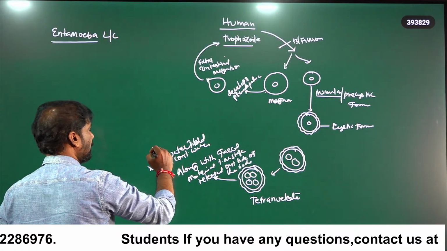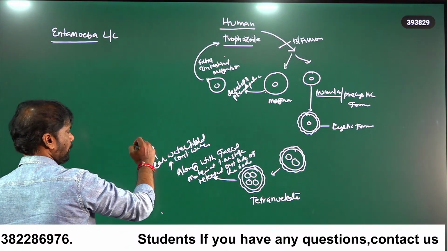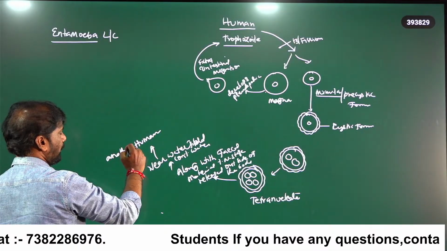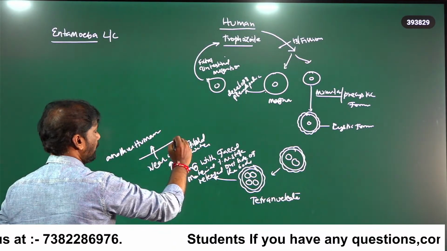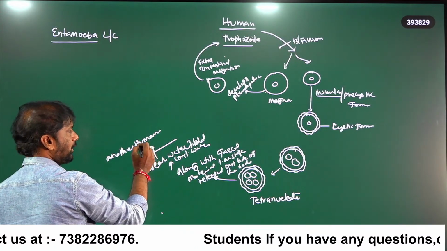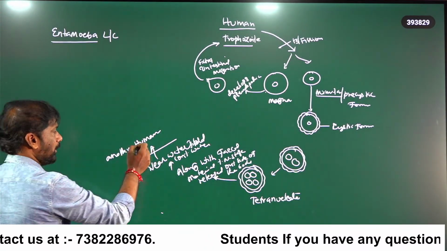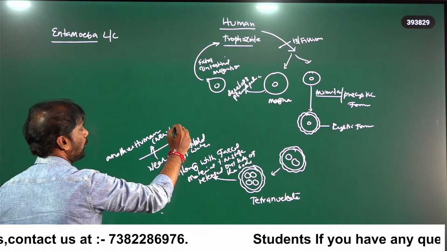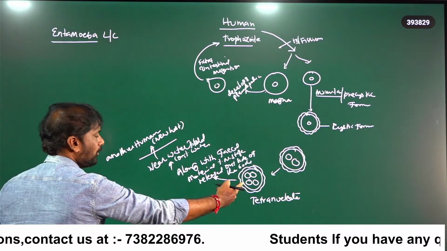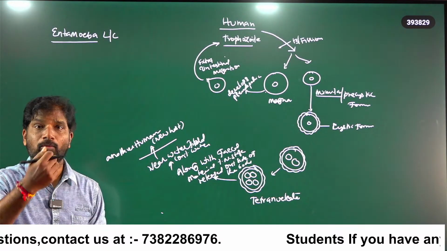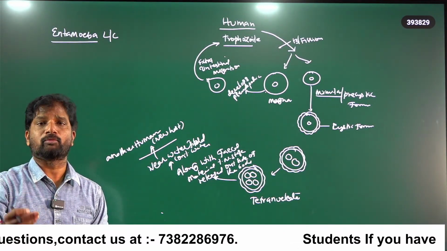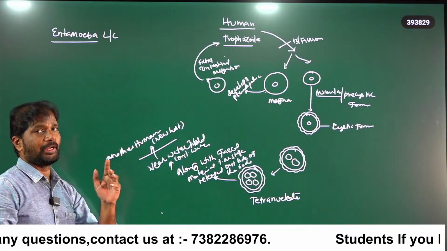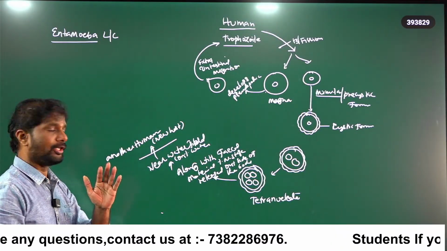Now when this water is consumed by another human, a new host, the tetranucleate stage enters into the new host. How does it enter? By ingestion, that means by taking contaminated water. So the tetranucleated stages enter into the new person, the new host.